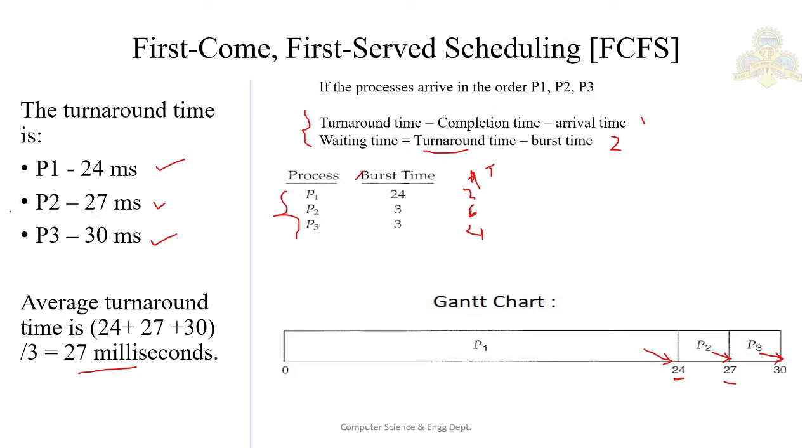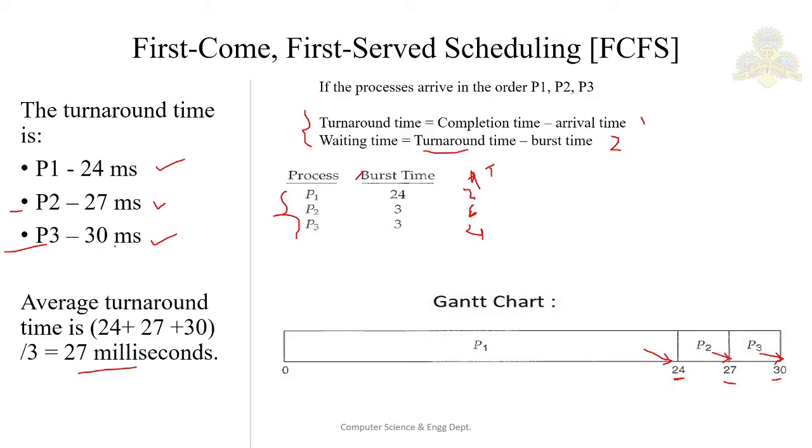Then we calculate the turnaround time for process P2. The completion time of P2 is 27, and the arrival time of P2 is again 0, so 27 minus 0 gives 27. For process P3, the completion time is 30 minus arrival time 0, which is again 30. So we have used the Gantt chart and the formula, and in both cases we got the same answer. The average turnaround time calculation would remain the same.